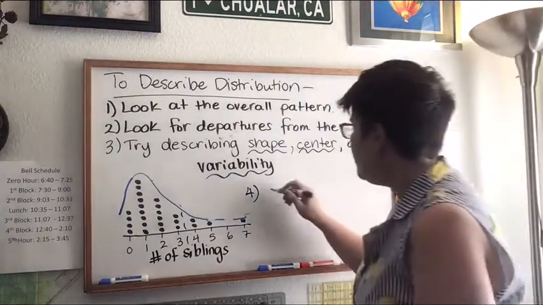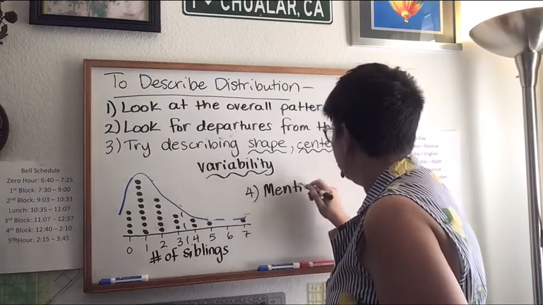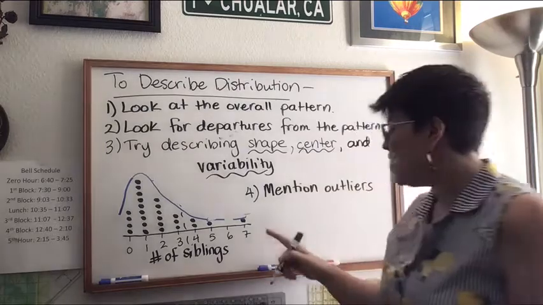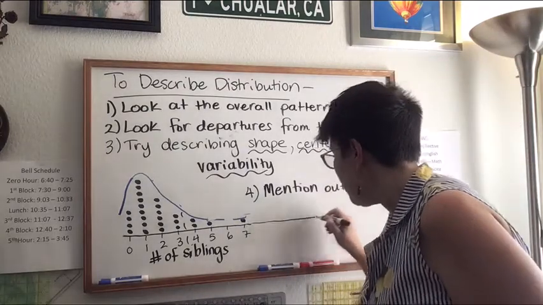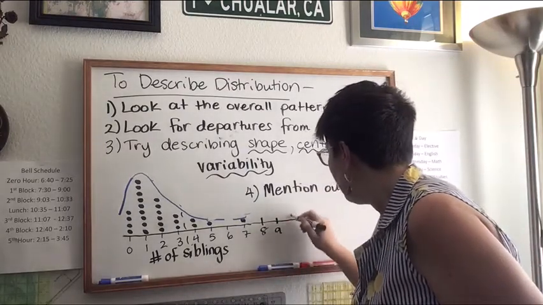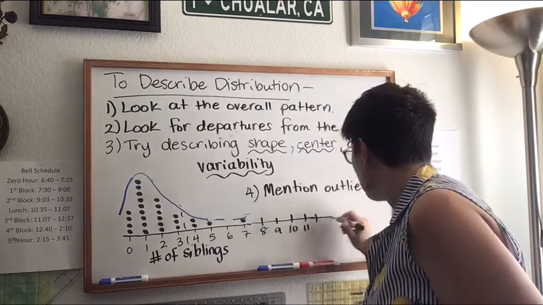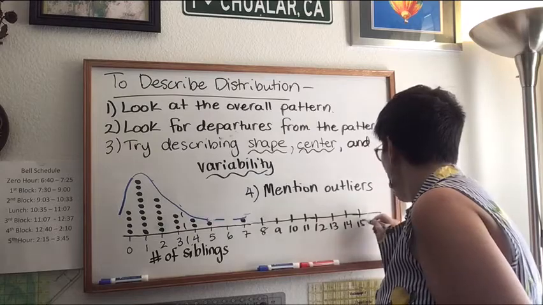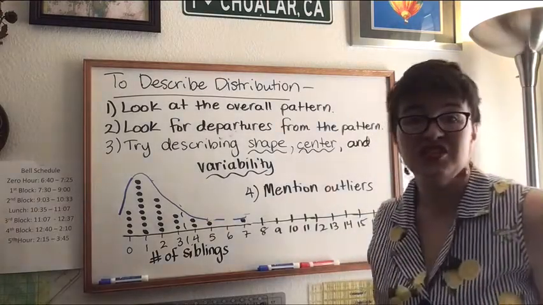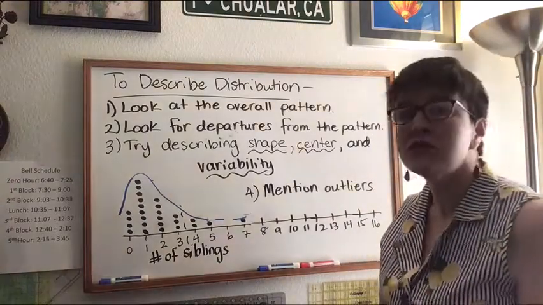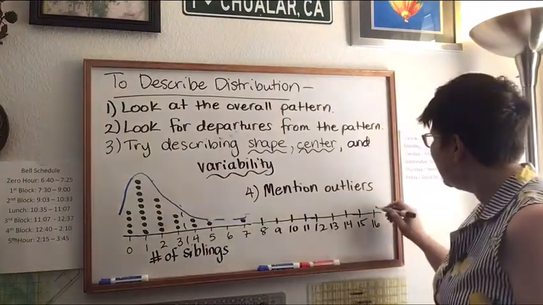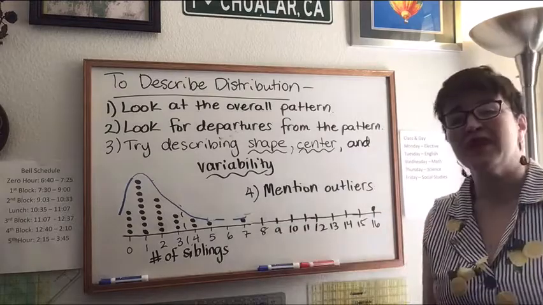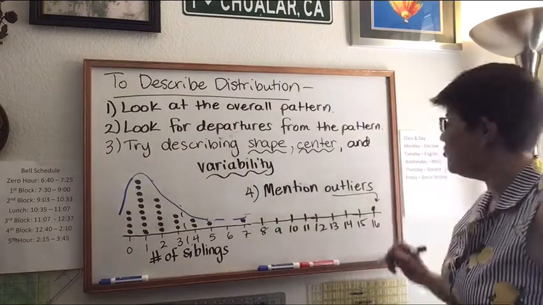The last one is to mention outliers. Now, this one doesn't have an outlier, but say Betsy Ross was in your class. My kid just did an assignment today on Betsy Ross. Betsy Ross had 16 siblings. Do you see how far her dot is from everybody else? She would be considered an outlier.